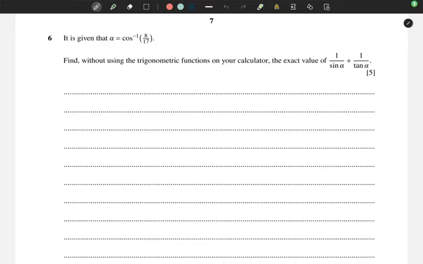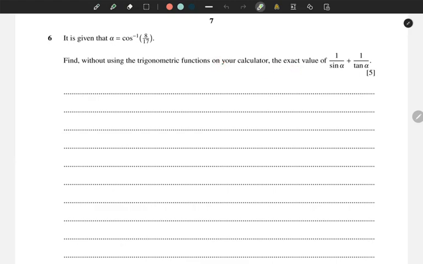Good day everyone. In today's class, I'm going to provide solutions to these Cambridge topical questions on trigonometric equations and trigonometric identity. So the first question we're going to consider here is given as alpha equals cos inverse of 8 over 17. Then we should find the exact value of 1 over sine alpha plus 1 over tan alpha. Mind you, you are told not to use a calculator to get the exact value.